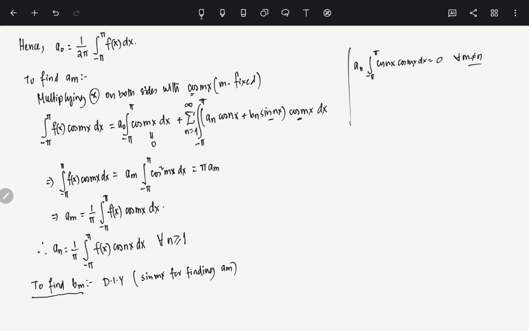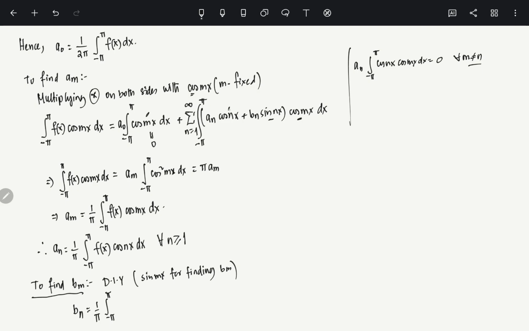Exactly the same sort of thing will happen. Sorry, not am, bm. So essentially I am going to write down what bn you are going to find out. bn is essentially 1 by pi times the integral from minus pi to pi of f of x sine nx dx. You can guess this part is going to be 0 because of the orthogonality with sine mx.